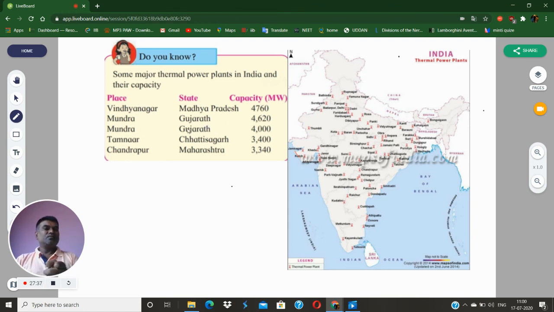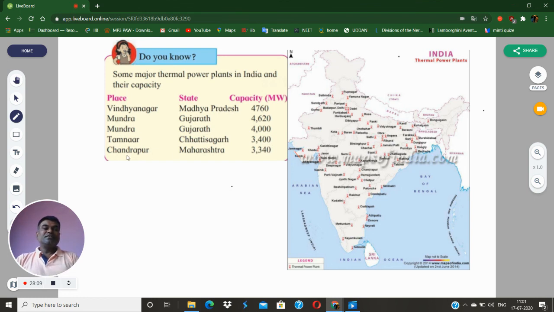Remember, it's Mundra. There are two Mundras here, from Gujarat state. The electricity generating capacity of those thermal power stations is near about 4620 and 4000 megawatt respectively. Another is Tamnar, from Chhattisgarh, where the electricity generating capacity is 3400 megawatt.